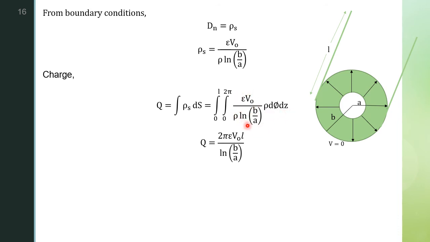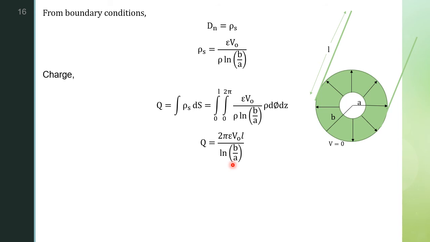So we'll take the expression for rho s and multiply it with dS. Since it is forming the entire cylindrical structure, phi will be varying from 0 to 2 pi and z from 0 to L, which is the length of the coaxial cable. Now, when you cancel out rho, the remaining term is epsilon V0 by ln B by A, and on integrating it, we will get Q to be 2 pi epsilon V0 L divided by ln B by A. So we have got the total charge Q.